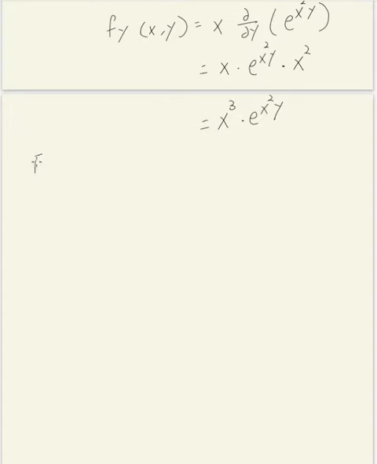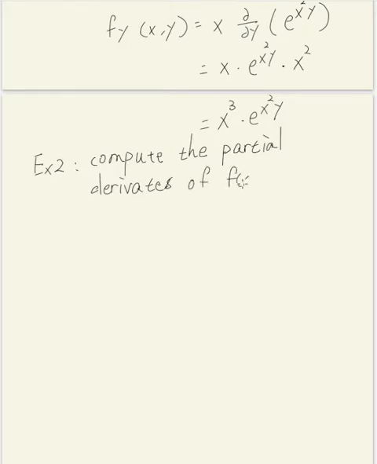Let's look at another problem. Here, let's compute the partial derivatives of f equals x squared minus 3xy plus y squared, so evaluate the partial derivatives at the point (1, -1).